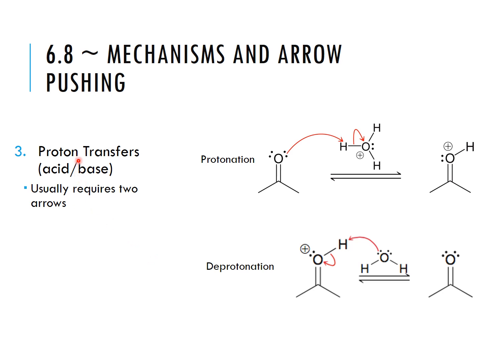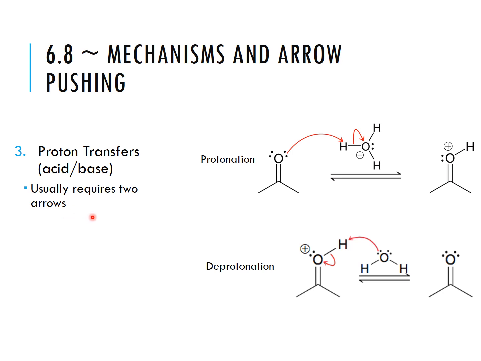The third category are proton transfers. This is also in the acid-base category, and it usually requires two arrows because we have to move the hydrogen from whatever it was attached to the new thing. So we have to show a bond forming and a bond breaking.